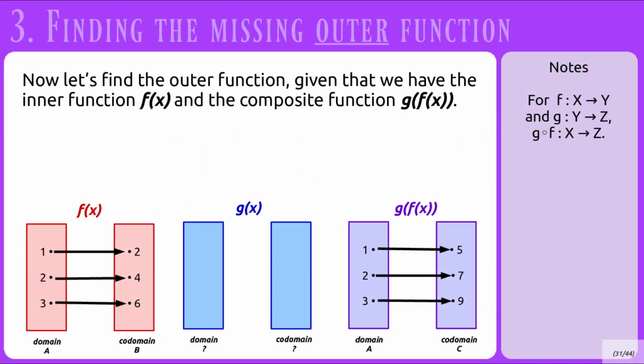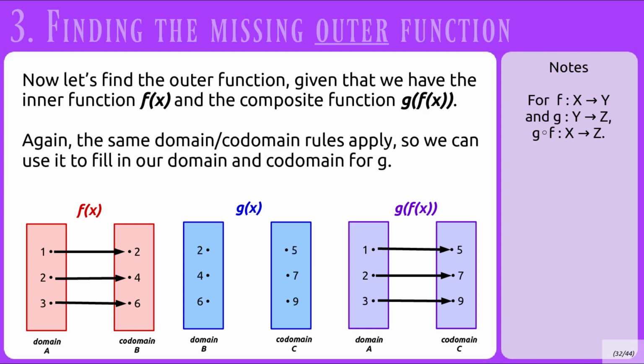Now let's find the outer function. Given that we have the inner function f and the composite function g of f, how do we figure out g? Again, we use the same domain and codomain rules to figure out what our domain and codomain for g is. So the codomain of f needs to be the domain of g, and the codomain of g of f should be the codomain of g.